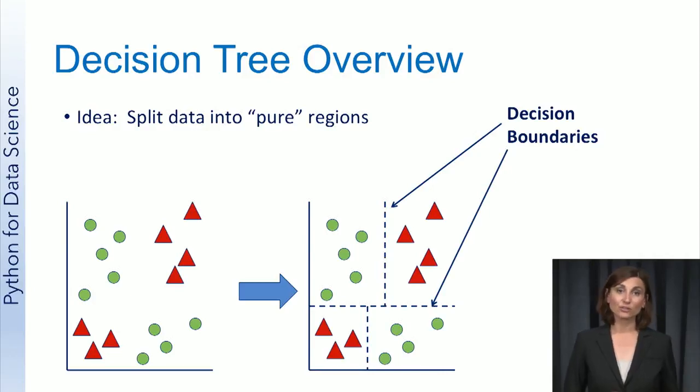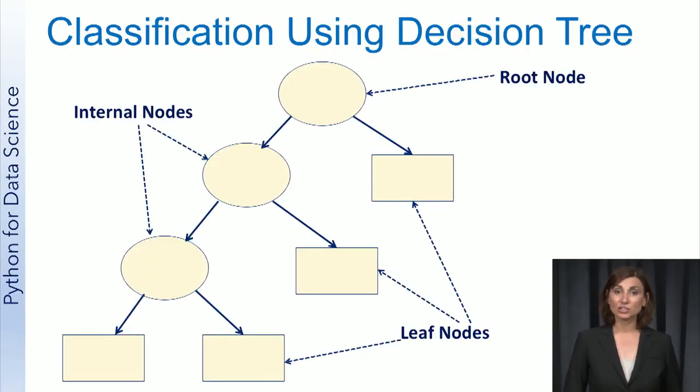Graphically, this is equivalent to dividing the input space into regions that are as pure as possible. Boundaries separating these regions are called decision boundaries, and the decision tree model makes classification decisions based on these decision boundaries.